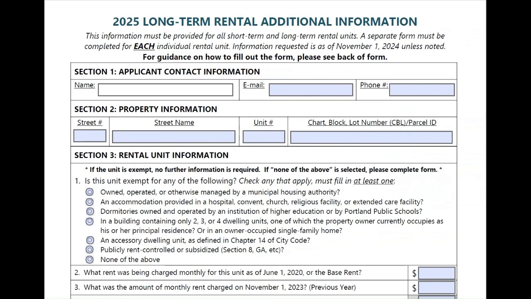Section 1 at the top of the form asks for the applicant contact information. Please provide the name, phone number, and email address for whoever is responsible for handling billing, scheduling of inspections, and any other correspondence with the City of Portland.